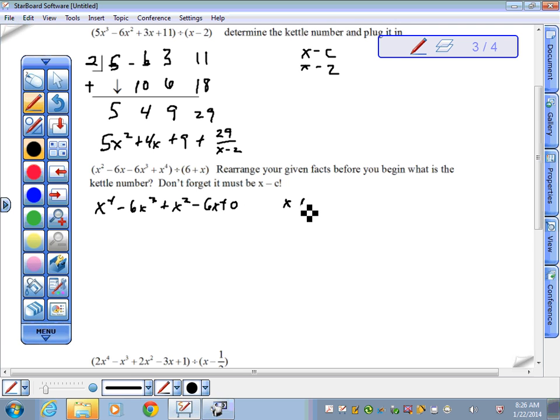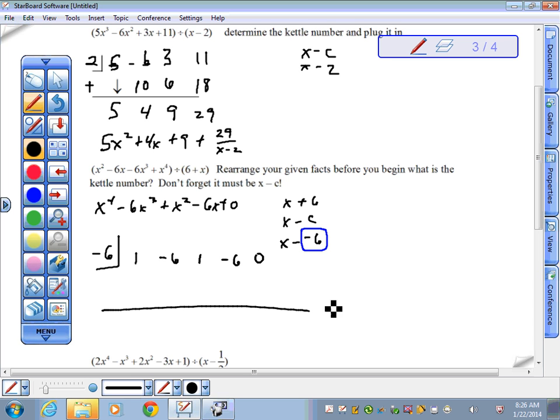Now it's also x plus 6, but I need it to look like x minus c. Could I rewrite it as x minus a negative 6? Not the same thing as x plus 6, but it's now in the form of that. My kettle number is now negative 6. Came from right here. Okay? Now, my coefficients, 1, negative 6, 1, negative 6, and 0. Boom.